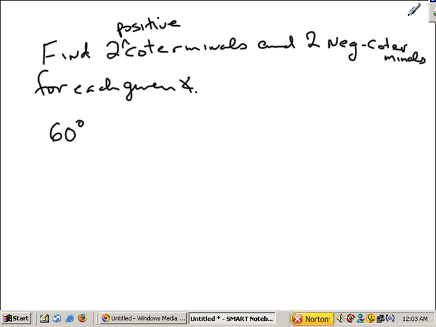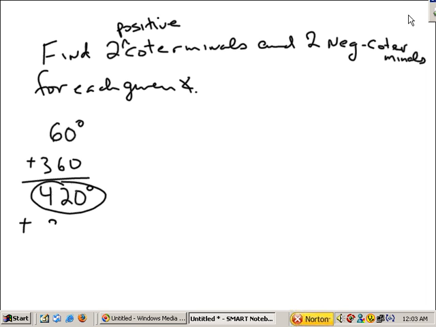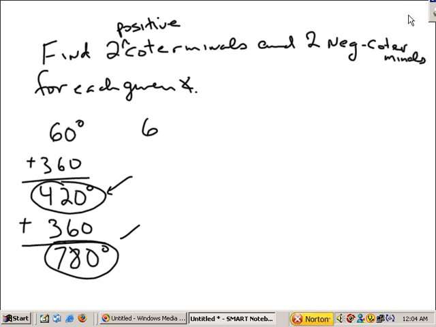So, if I give you 60 degrees, you can add 360 and you'll get 420. That's one answer, it's positive. You can add another 360, or you can add 1080. 1080 is a multiple of 360. They don't have to be consecutive. That is, two students who do these problems correctly may not get the same answer. So here are two positive coterminals.